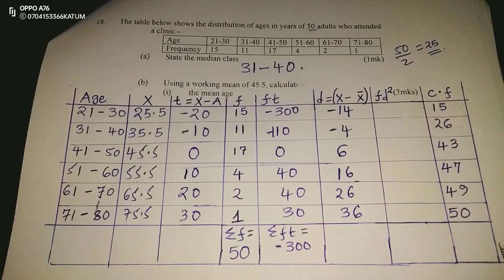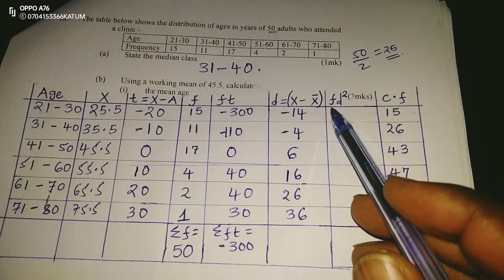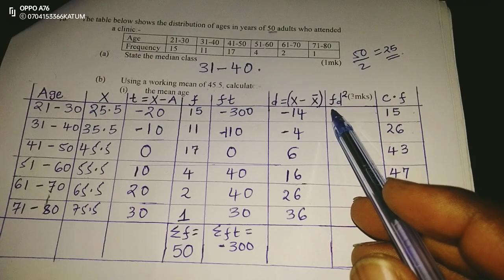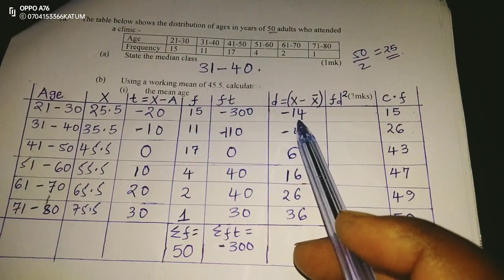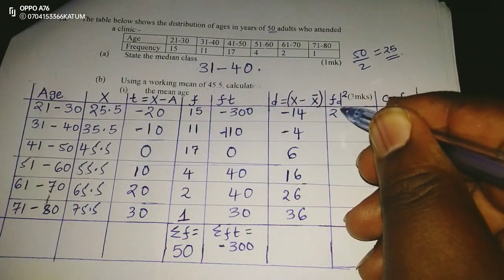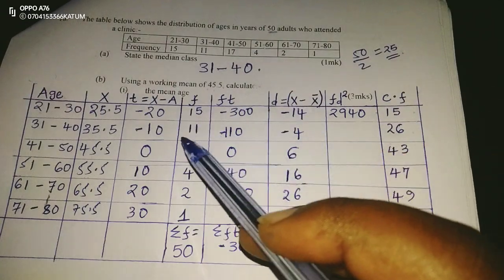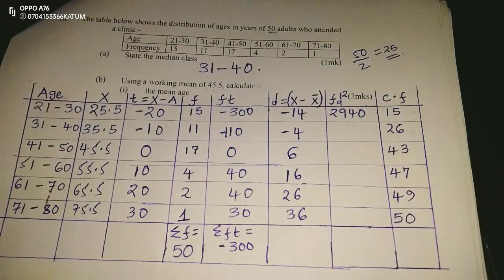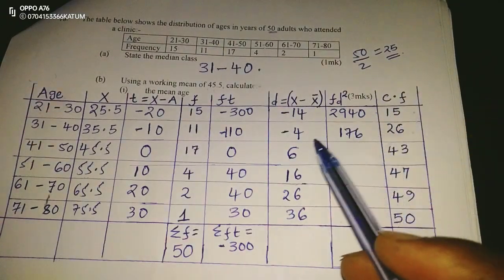Then now, what we're going to have is the deviations squared multiplied by f. Therefore, we're going to have a frequency of 15 times negative 14 squared. So 15 times 14 squared. This gives us 2940. The next, we're going to have 11 times negative 4 squared. This gives us 176.